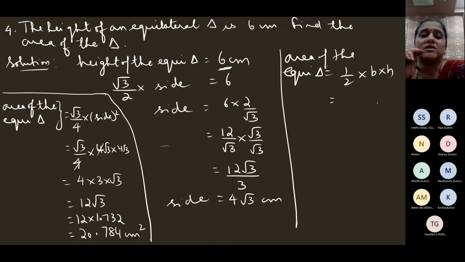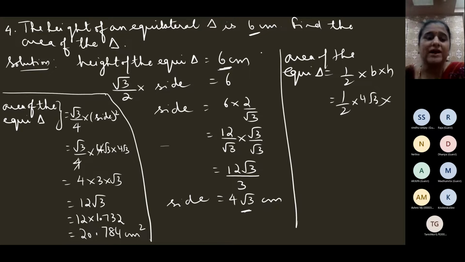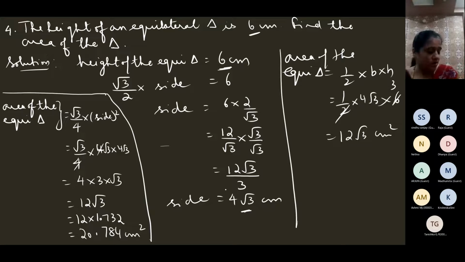In an equilateral triangle, all the three sides are equal, so all the three altitudes also will be equal. So in an equilateral triangle, base is the side 4 root 3, into height. There is one height given here, 6 centimeters. Since it's an equilateral triangle, all the three altitudes will measure the same 6 centimeters. So you can use half base into height or root 3 by 4 into side square.